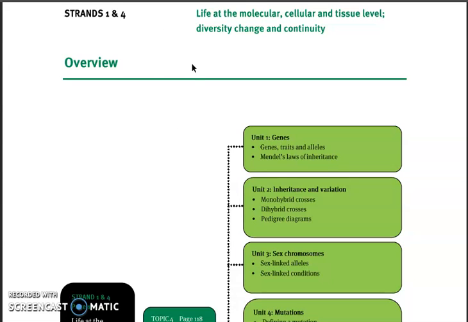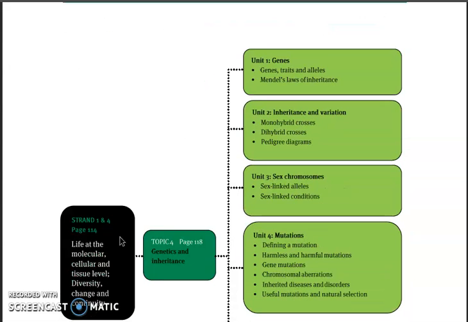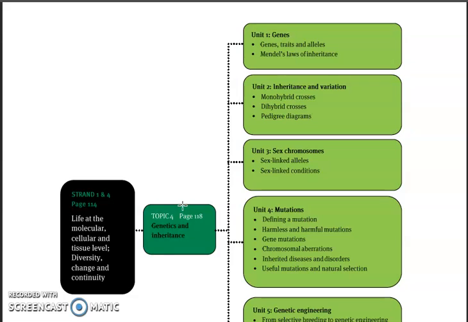Okay, so today we'll be looking at life at the molecular, cellular, and tissue level, but more specifically, diversity, change, and continuity. So, when we talk about diversity and change, one of our key components to making a species diverse is genetics itself. And from genetics, we get inheritance, which is directly linked to genetics in the fact that your inheritance depends on your gene pool. So we're going to be looking at genes, traits, and alleles.